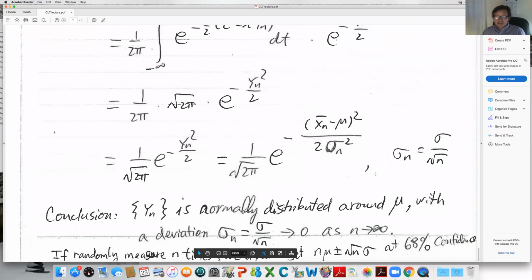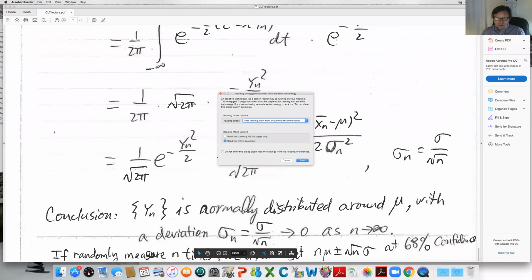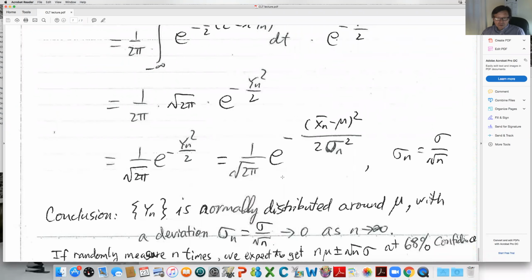Okay, so finally... why am I not able to? Oh, this is the bottom of the page. Okay.